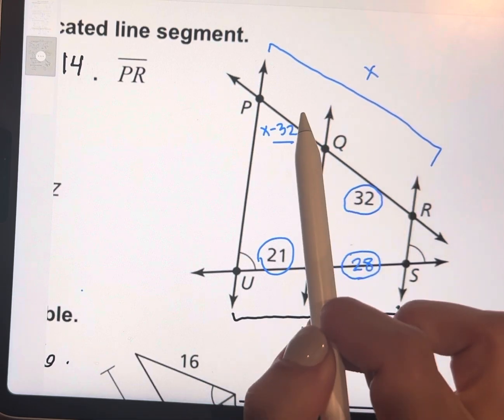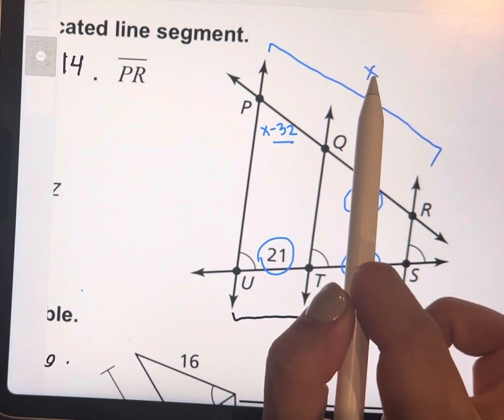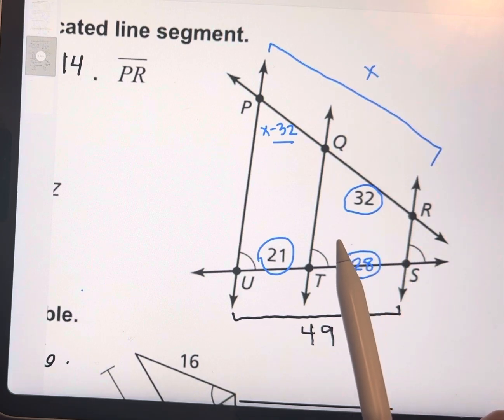I could have named this part x, and then at the end added what I found to 32 to get that, but then the problem will become I might forget and just leave x as my answer and never add it back in. But this way, when we find x, we're done.